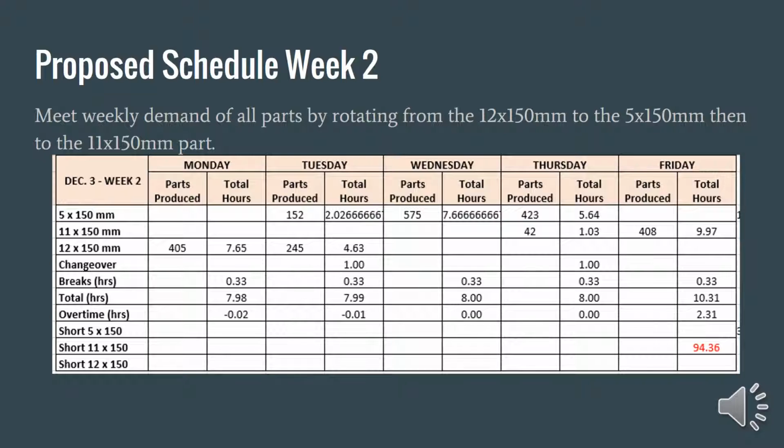From week 1 to 2, we decided to save time on changeover and maximize production. We would continue running the 12 by 150 part through Tuesday. Then we would have a changeover on Tuesday and begin production of the 5 by 150 part, and have changeover again on Thursday to begin the 11 by 150 part through Friday.